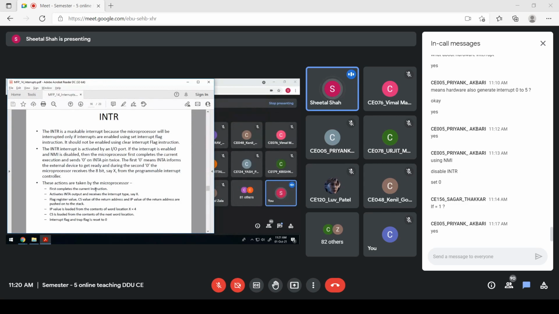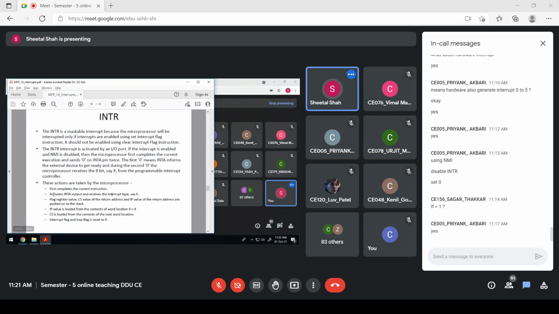So this is listed here. First, complete the current execution of the instruction. As we know, whenever an interrupt is generated, there is a difference between DMA and interrupt. If an interrupt is generated, the current instruction which the processor is processing is first finished. It would complete the current instruction, and only then does it start the execution of the ISR. Whereas in DMA, it is not necessary that the execution of the instruction is finished completely.